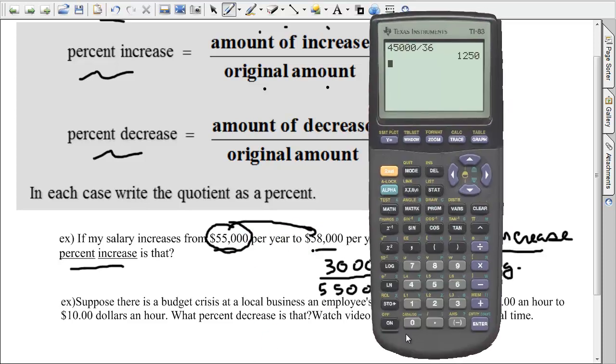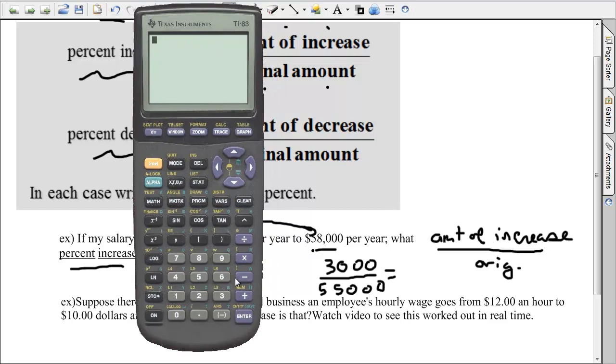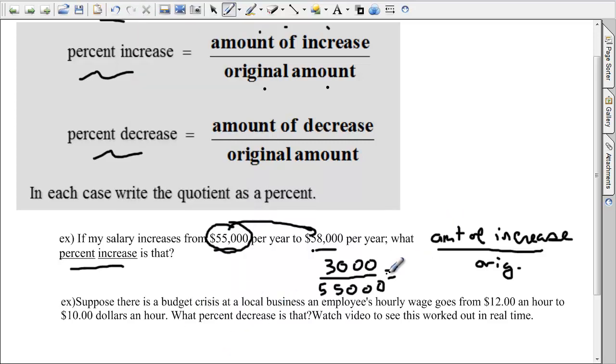And now let's literally key that in. So 3,000 divided by 55,000. And now clearly that's a decimal, but we can convert it to a percent because we want percent increase. So you're looking at a little over 5% increase, approximately 0.0545. So if we round to the nearest percent, it's really close to a 5% increase.